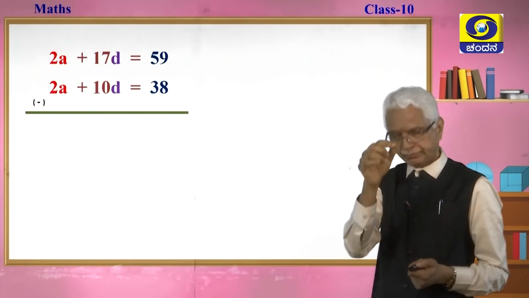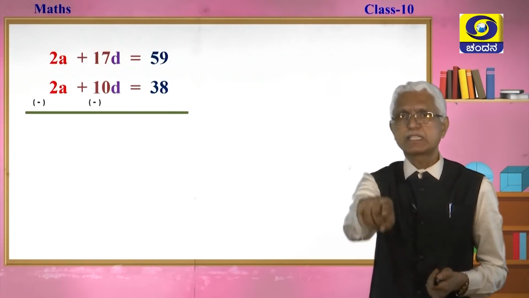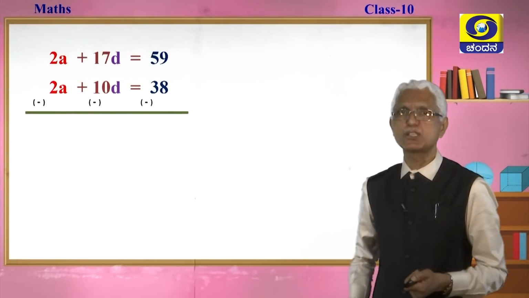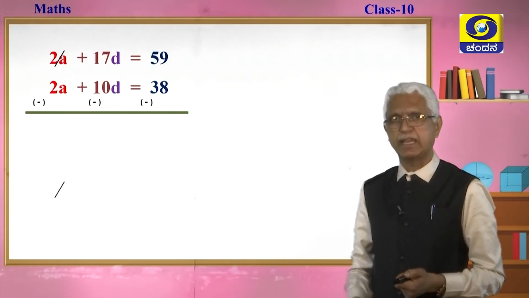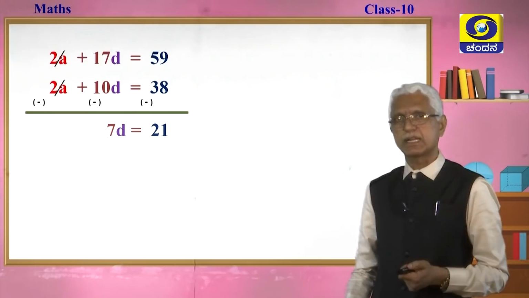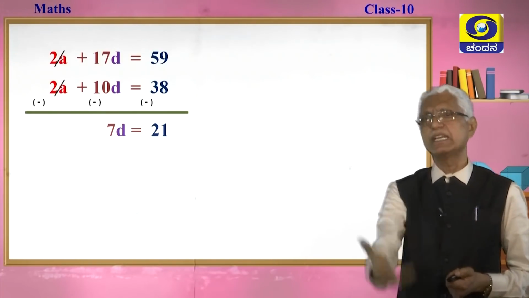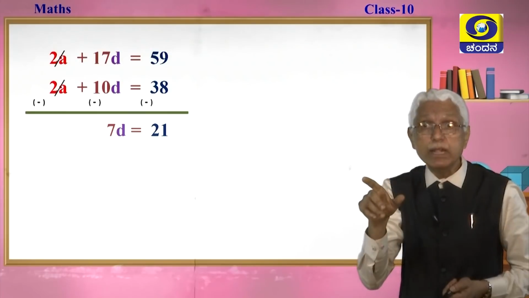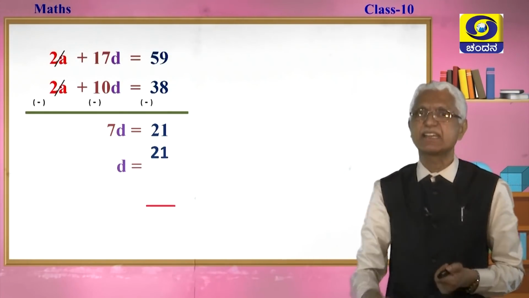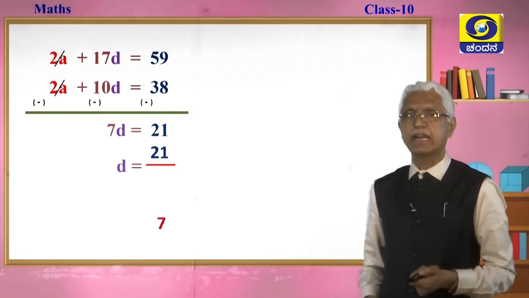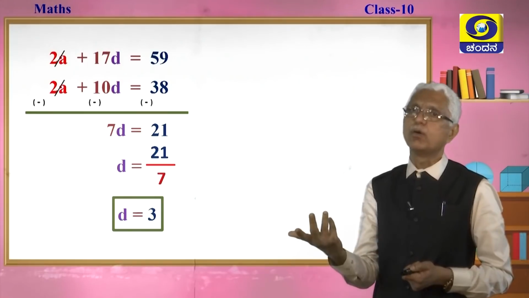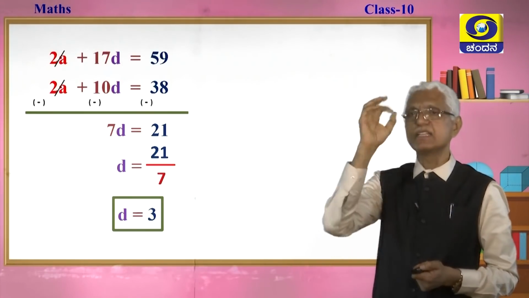Plus 2a becomes minus 2a, plus 10d becomes minus 10d, plus 38 becomes minus 10. Now plus 2a minus 2a gets cancelled. 17d minus 10d is 7d, and 59 minus 38 is equal to 21. So 7d is equal to 21, d is equal to 21 divided by 7, because it is 7 into d, right. 21 by 7 is equal to 3, d is equal to 3. Therefore, the common difference is 3.